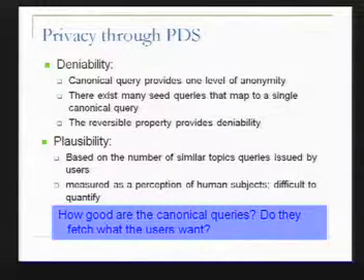Okay, so now the question is, you don't allow the users to form any query, right? Because we are going to issue only standard queries. How good are the canonical queries? Do they fetch what the users want? So that's the most important question.